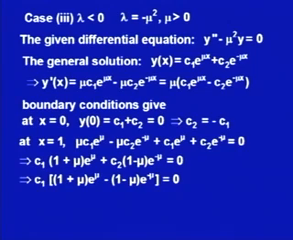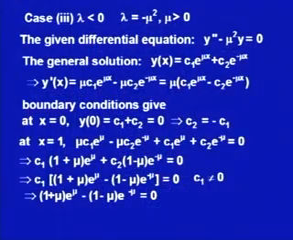For getting a non-trivial solution, I must get c 1 to be non-zero, and that says I should get the coefficient of c 1 as 0, or rather we should get 1 plus mu e to the power mu minus 1 minus mu e to the power minus mu is equal to 0. But this equation does not give me any solution. So, what we are getting is we cannot get a non-trivial solution in this case also.